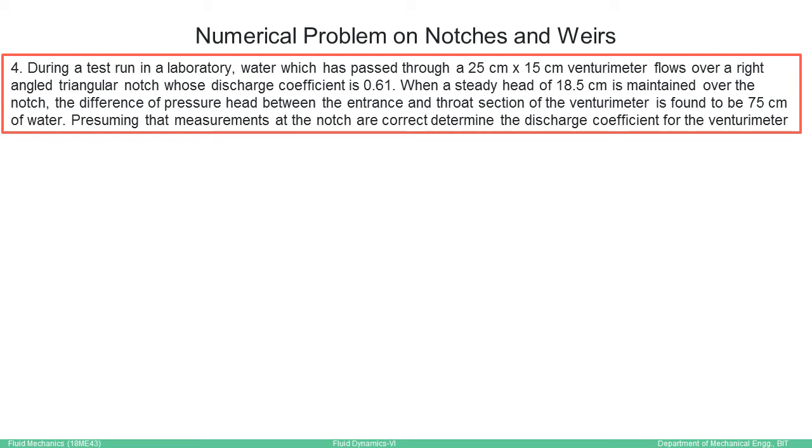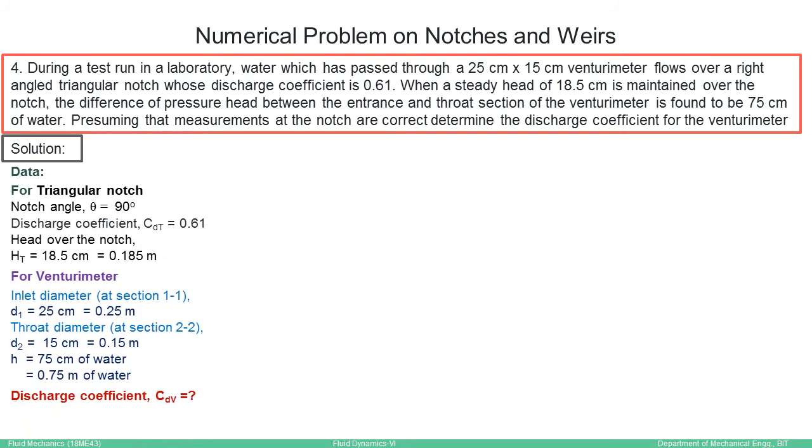So it is given that the water is flowing through a venturi meter, and then it is flowing through the V notch, the triangular notch, for which C_D is given, and a steady head of 18.5 centimeter is maintained over the notch, that is capital H for the notch is given, and the difference of head between the entrance and throat section for the venturi meter, the small h for the venturi meter equation, is 75 centimeter of water, that is also given.